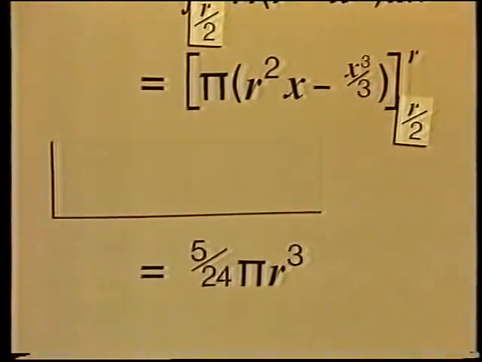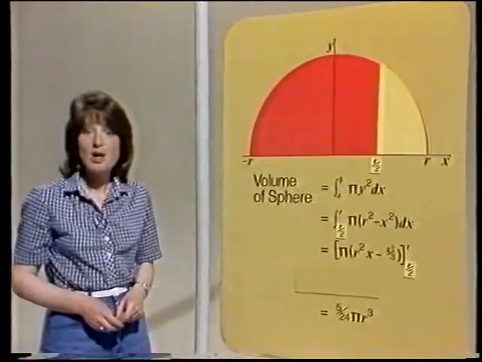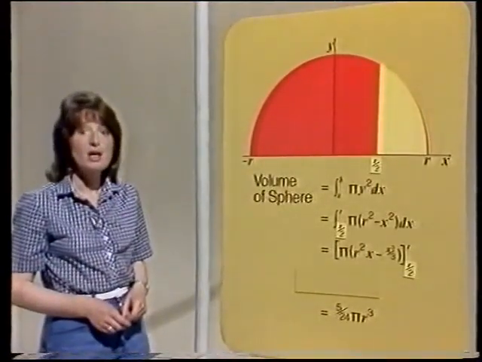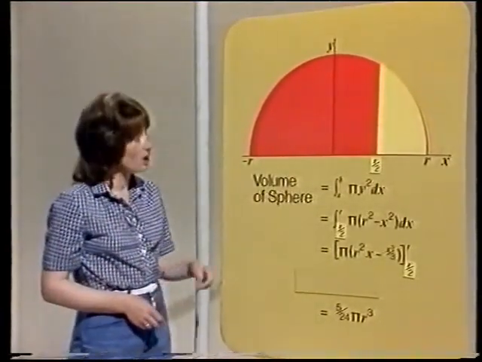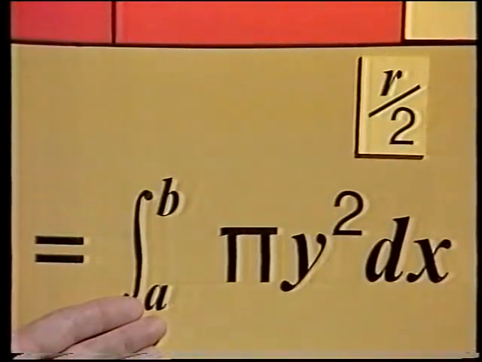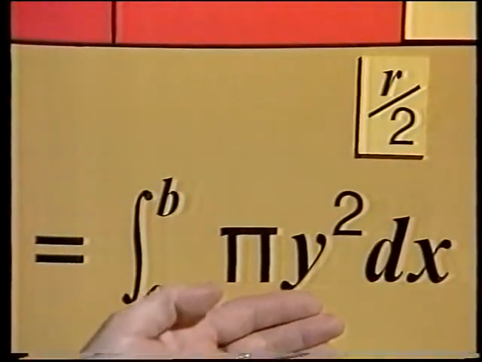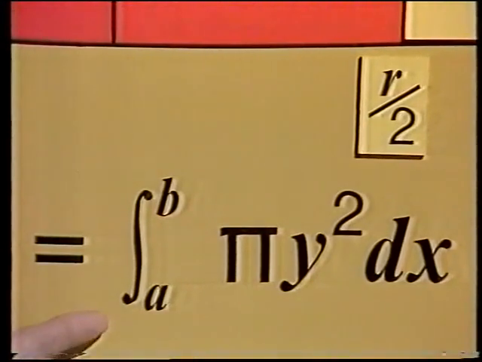You may be surprised at how small a proportion of the whole cheese this is. But the important thing for you to remember is that a volume of revolution is given by this integral. That's the integral of pi y squared dx with the appropriate limits of integration.